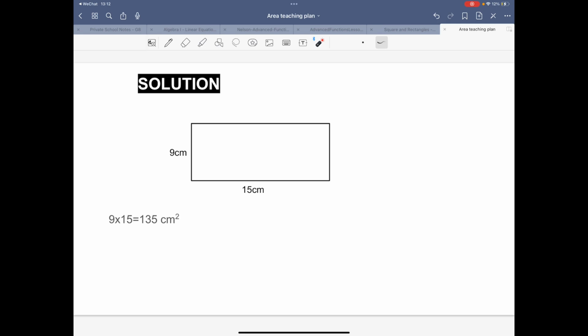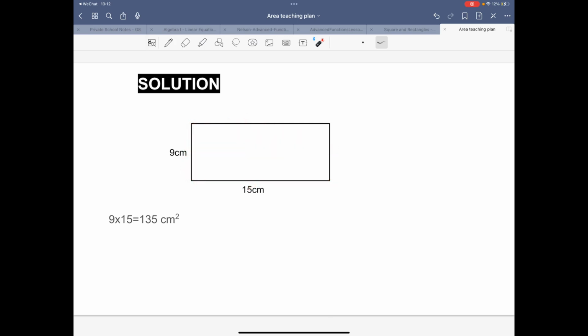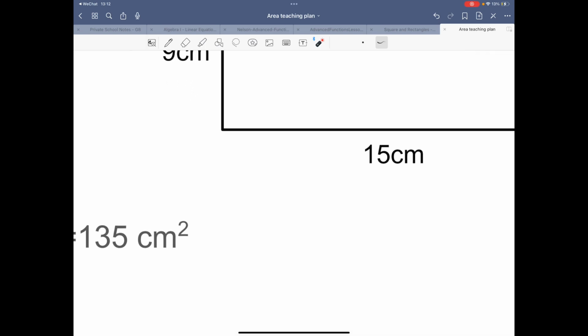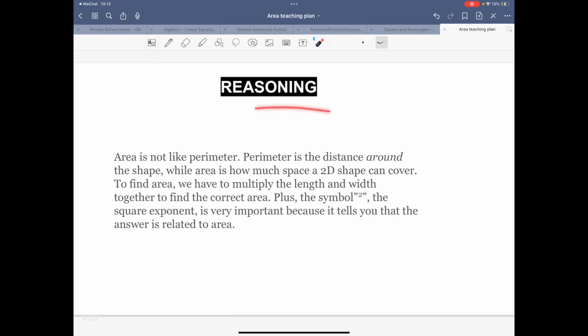And look close. So the whole area is 135 centimeters. But if you look closely, do you see this mysterious little 2 beside the centimeters? Well, that's what we call a square exponent. And you might be thinking right now, what's a square exponent, and why is it next to centimeters? Well, here is the reasoning of why.